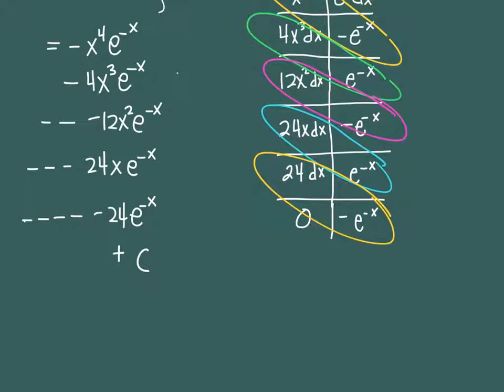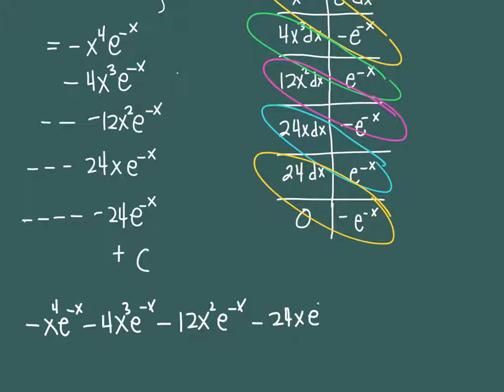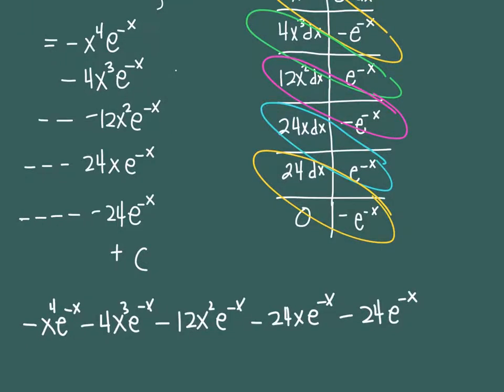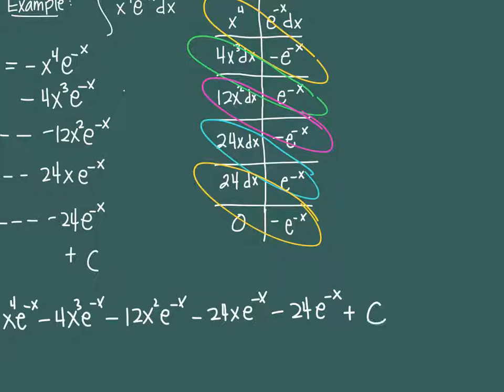So my answer will be negative x to the 4th e to the negative x minus 4x to the 3rd e to the negative x minus 12x to the 2nd e to the negative x minus 24x e to the negative x minus 24 e to the negative x plus c.